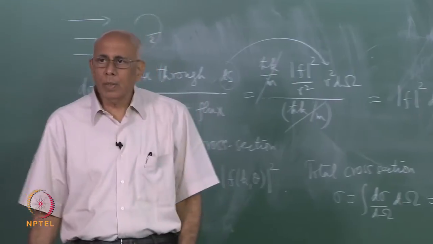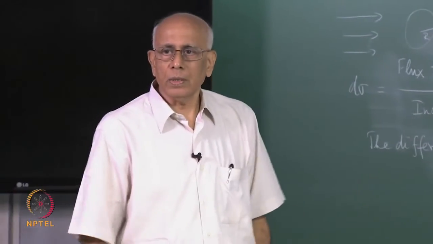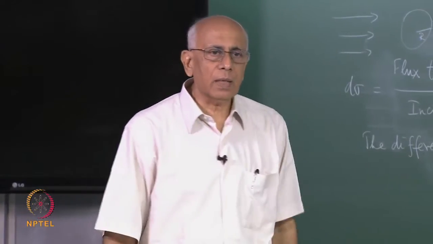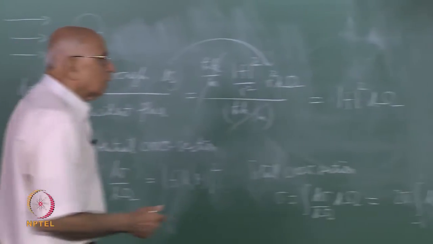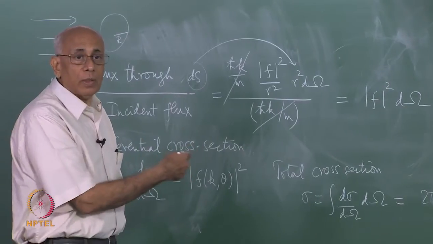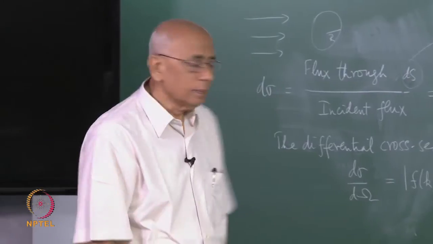What is the next job? We need to find this scattering amplitude. How am I going to start with the Schrodinger equation and find this scattering amplitude explicitly? In other words, all this is true regardless of what the potential is, but now we have to really find out how the scattering amplitude depends on the potential.